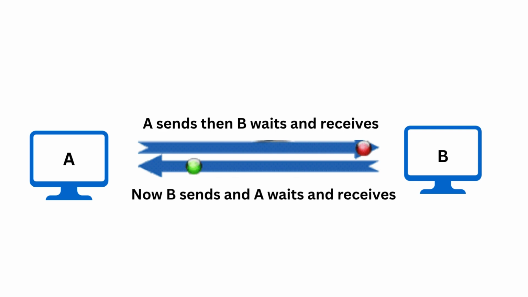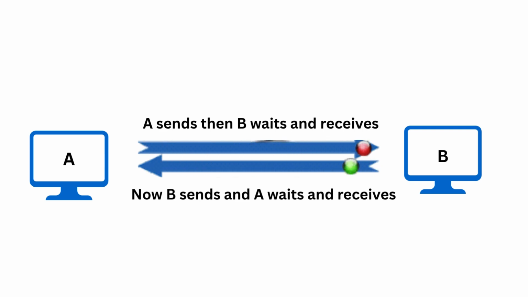In this diagram, we are having two devices A and B. Whenever A sends a message, then B waits and receives the message at that point of time, and whenever A finishes the communication, then B is allowed to send the data, and at the same point of time, A waits and receives the messages. In this type of communication, you have seen that both devices are sending data to each other but not at the same time.